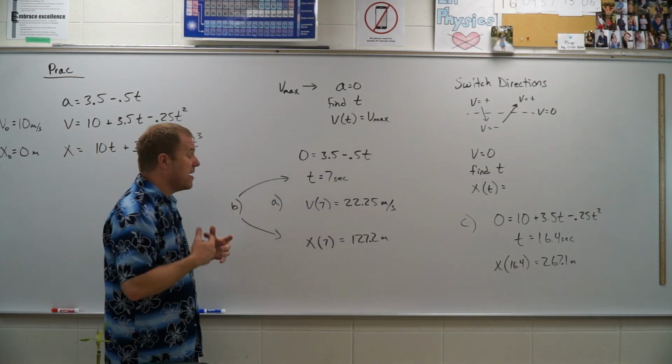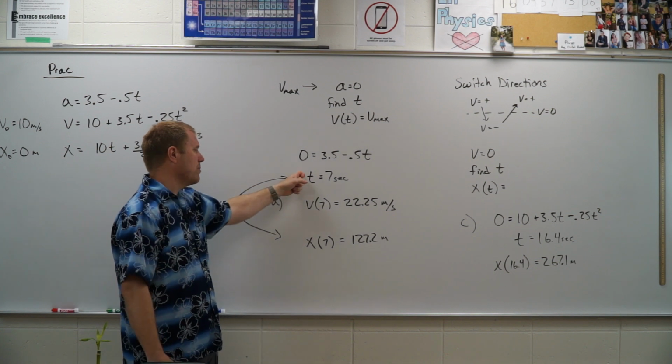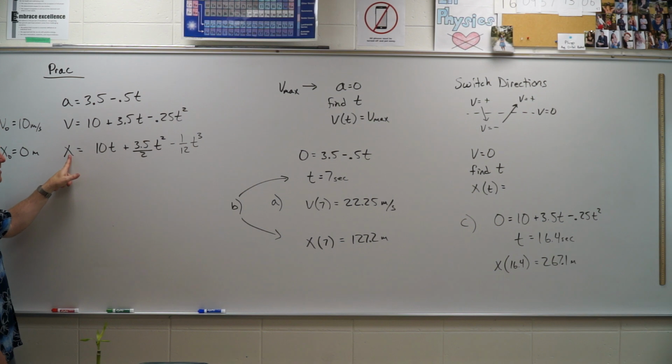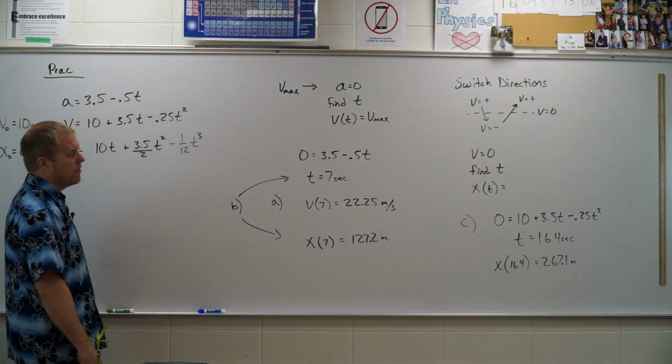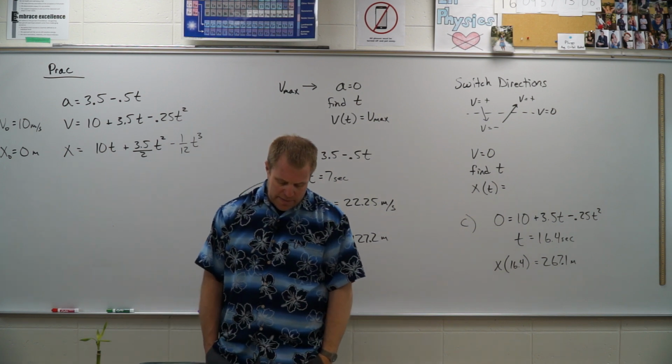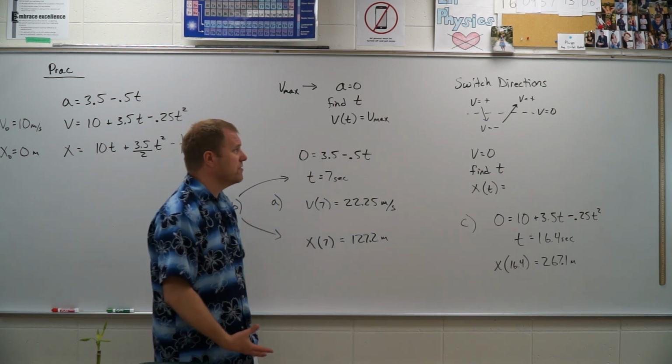Part B wants you to find the position and time when that occurs. Well, we already found the time. So all we need to do to find the position is just plug 7 seconds into our position function to find that position. Part C says, at what time and position does the object switch directions of motion?